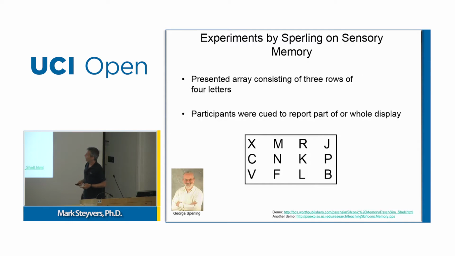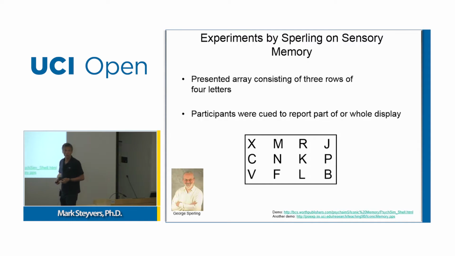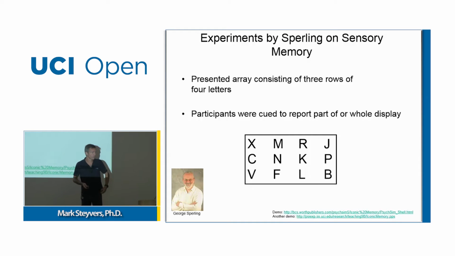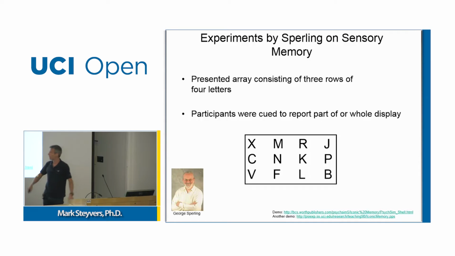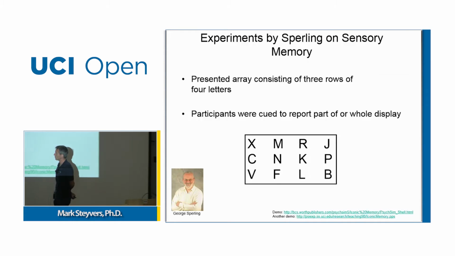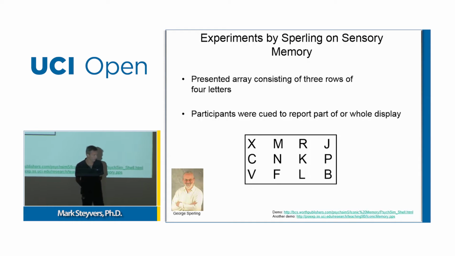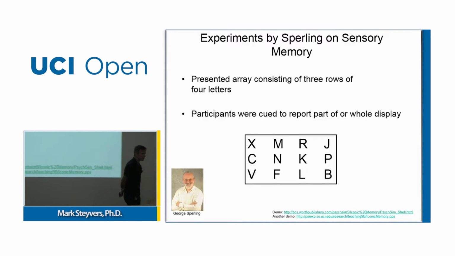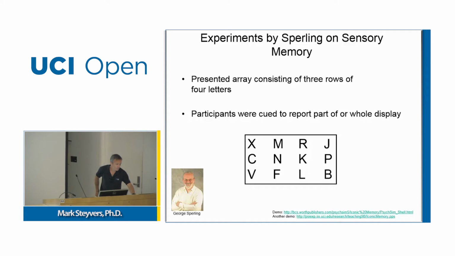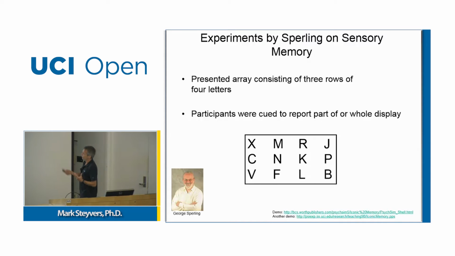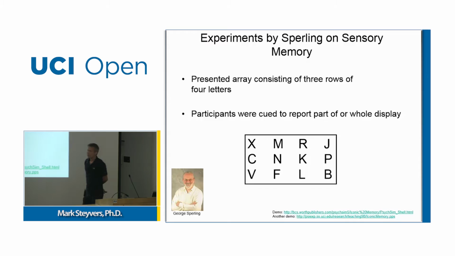And there's a famous set of experiments conducted by George Sperling. He's a distinguished professor here at UC Irvine, and I would like to highlight some research done here at UC Irvine. So we'll talk about his experiments, because it suggested that our sensory memory is much more powerful than our experience suggests.